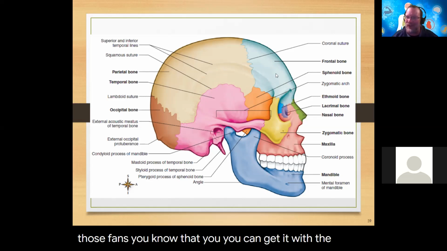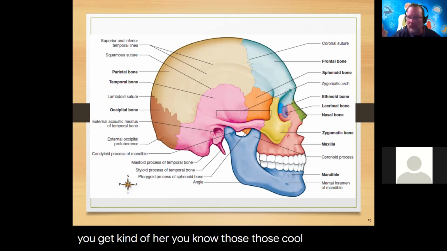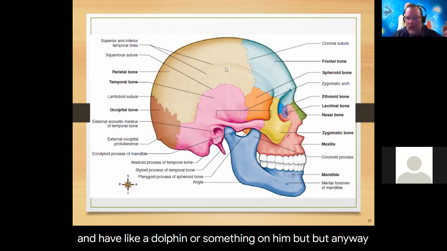You can get them at the Dollar Tree now. They used to get them as kids, you'd have to go to like the Science and Industry Museum. You get kind of those cool fold up fans. They have like a dolphin or something on them. But anyway, it's kind of like a fan shape.